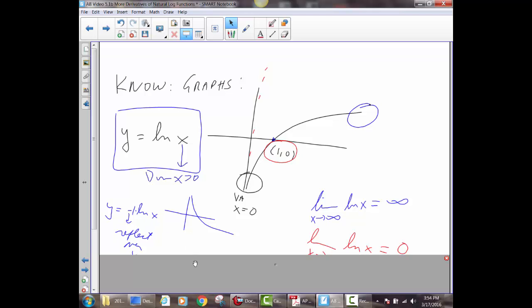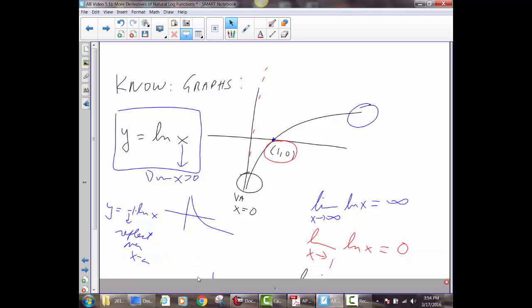If you put a minus 1 in front of it, then it's going to reflect that graph over the x-axis. Okay, so if I take this graph and flip it over this axis right here, this will end up down there, and that'll end up there.